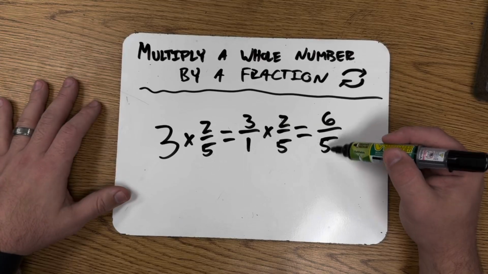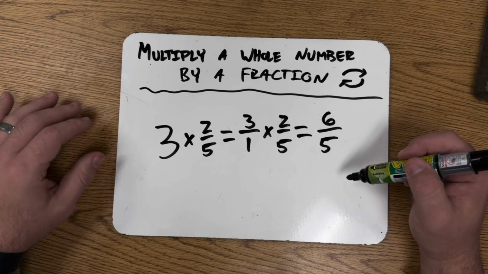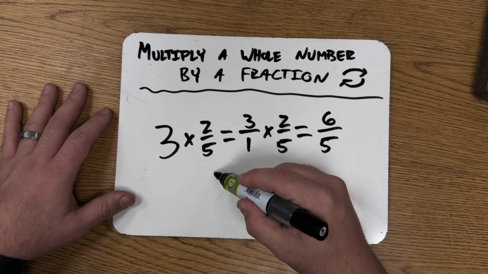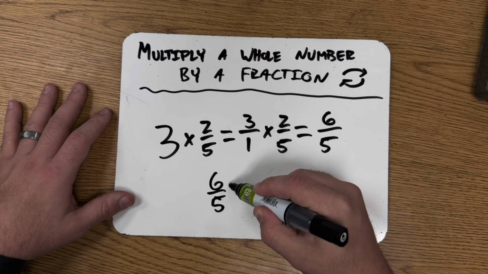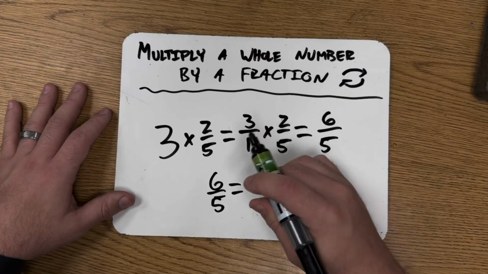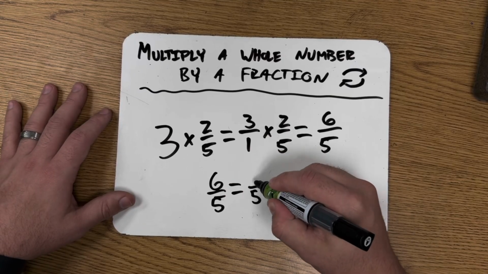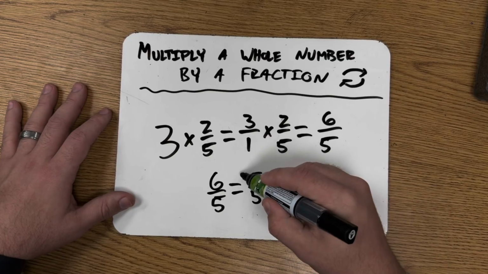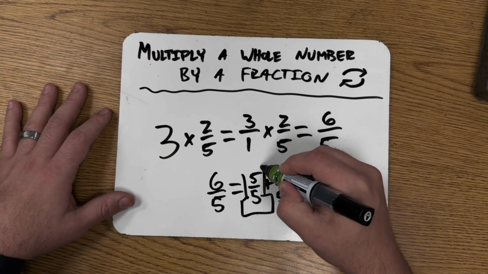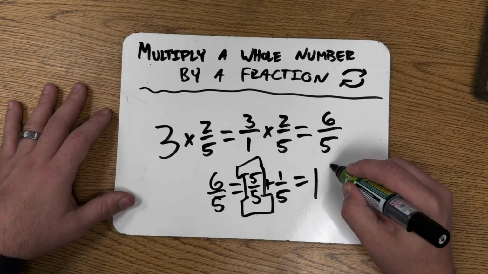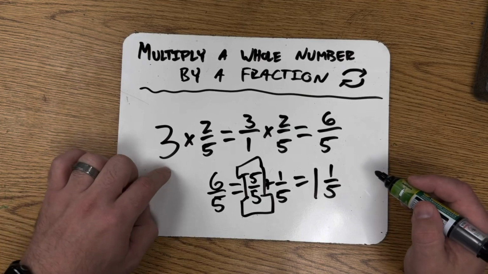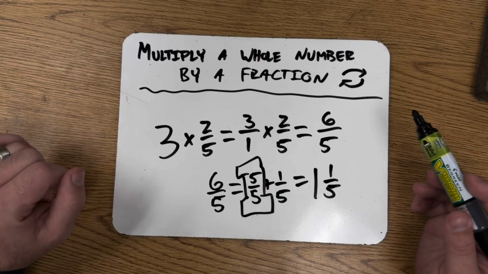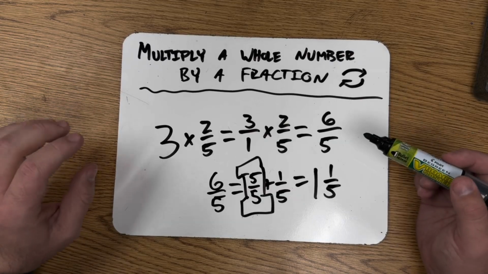From there, if we really wanted to, we can go ahead and convert this over. We can convert 6/5 over to a whole number or a mixed number. We can say 6/5 is the same as 5/5 plus 1/5. I put my big 1 around my match and I go ahead and say, okay, I have 1 and 1/5. So 3 times 2/5 is the same as 1 and 1/5. Okay. Multiplying a whole number by a fraction, super simple.